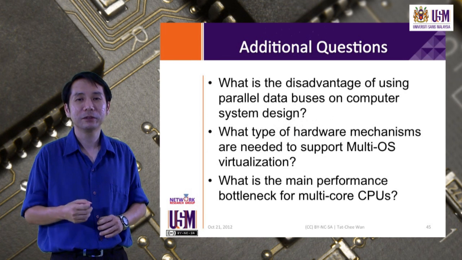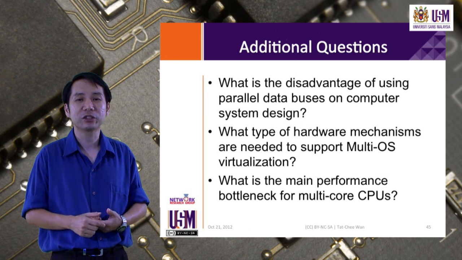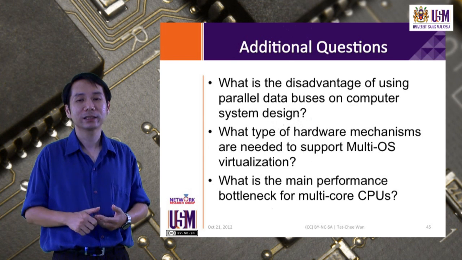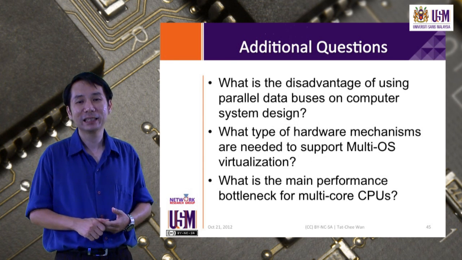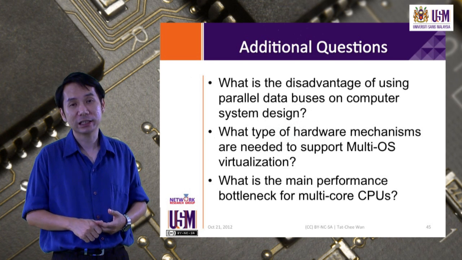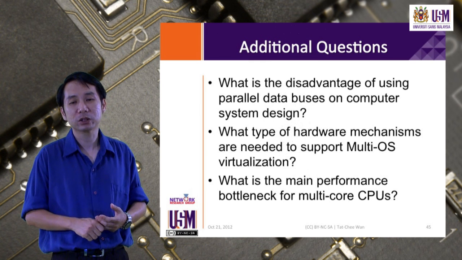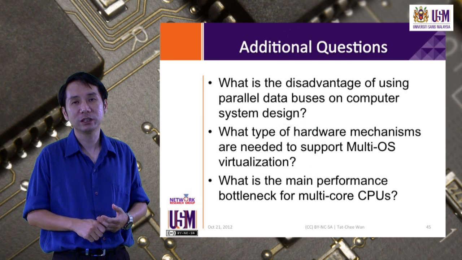With that, I leave you with some additional questions to think about. First, what is the disadvantage of using a parallel data bus on computer system design? Secondly, what type of hardware mechanisms are needed to support multiple operating systems virtualization? And thirdly, what is the main performance bottleneck for multiple core CPUs?